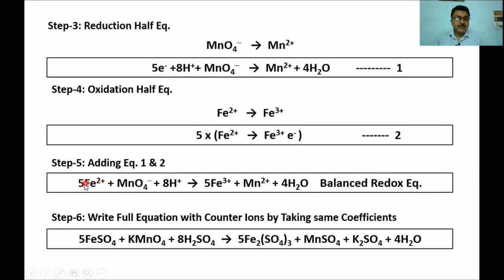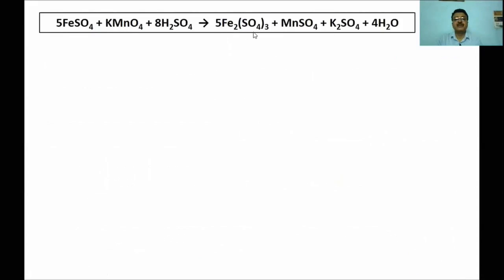Coefficient means these are the coefficients 5, 8, 5, 1, 4. So we have written 5 molecules of ferrous sulfate plus KMnO4 plus 8 H2SO4, or the sulfuric acid, then 5 ferric sulfate, manganese sulfate, potassium sulfate, and water. Anybody can guess that this is not a balanced equation. So let us proceed further.